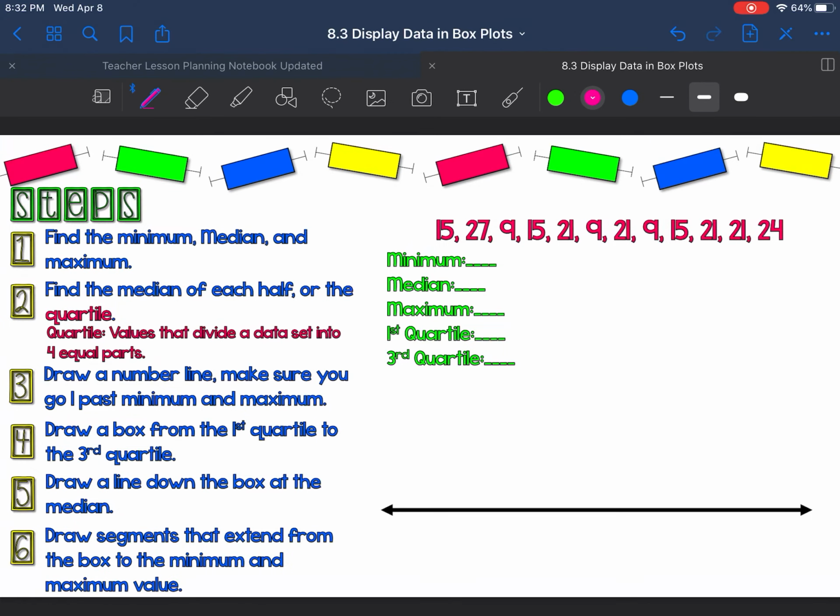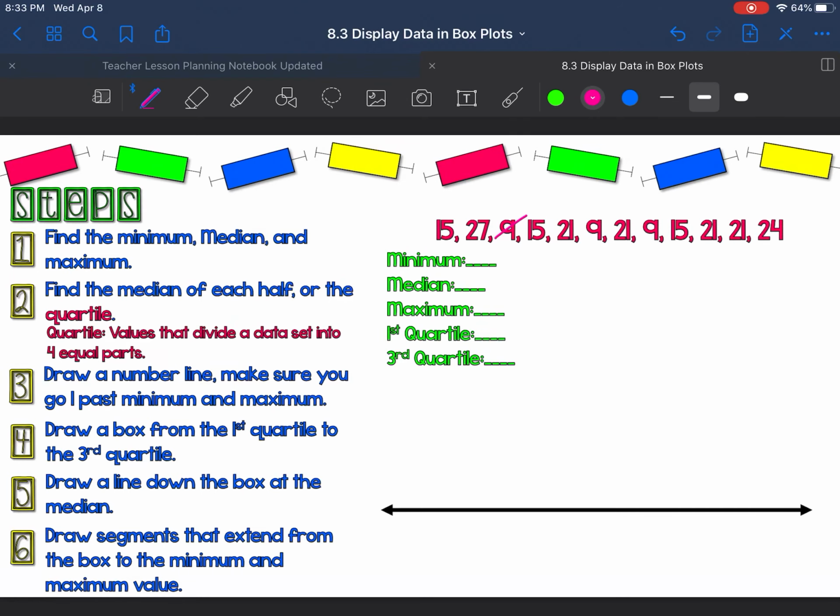All right, let's do a couple more examples. One more box plot, and then we're going to interpret a box plot. I made this one a little bit more difficult. And how did I make it difficult? Well, it is not in numerical order. So we need to take these numbers and write them in order.